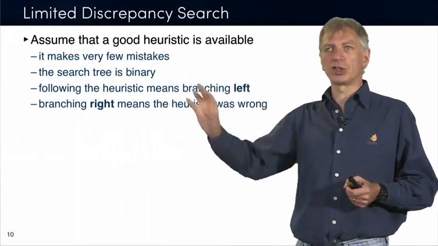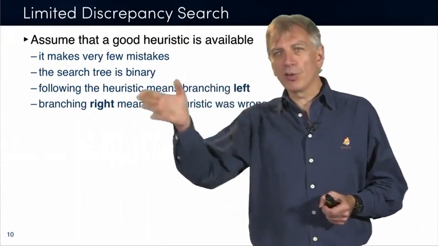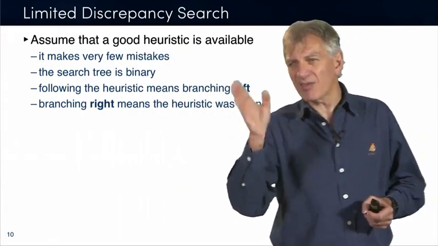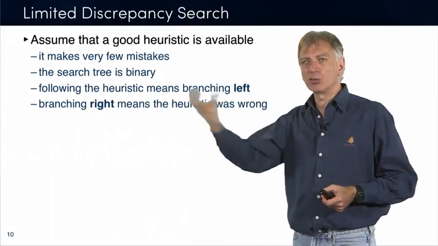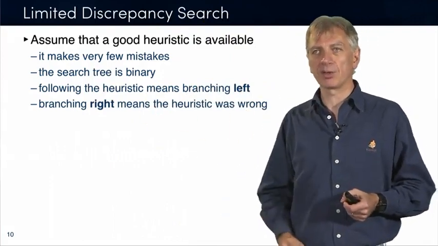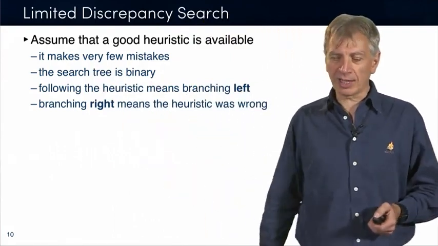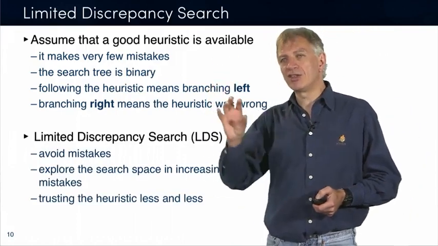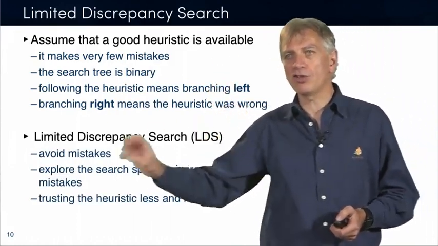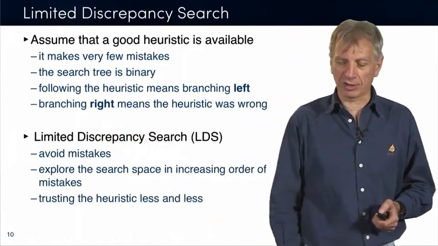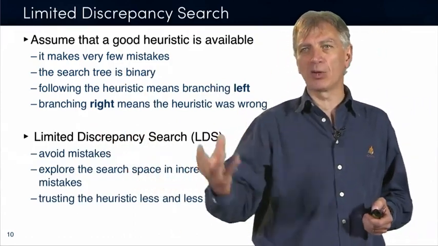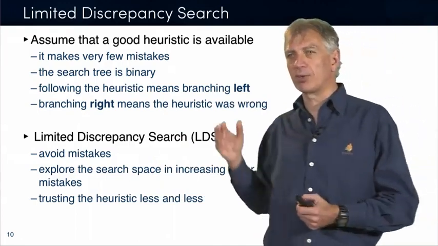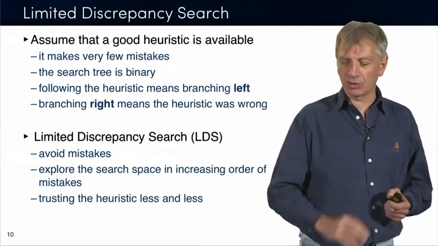We assume that the search tree is binary, and following the heuristic means always going left, left, left, left. So you select the item, you select the item, you select the item. And branching right means the heuristic is making a mistake. This is what limited discrepancy search does. It wants to avoid mistakes at all costs. So we basically explore the search space by increasing number of mistakes. We first explore something which has 0 mistakes, then 1 mistake, and 2 mistakes.